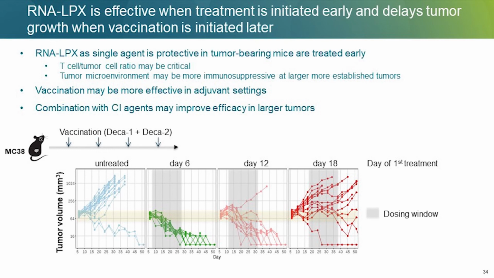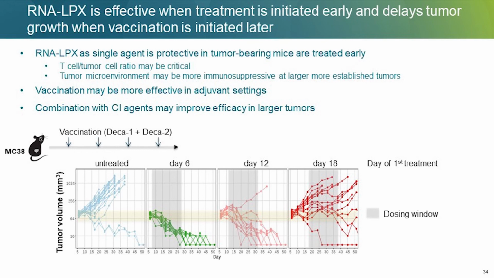And that could be for 2 reasons. It could be that the T-cell tumor cell ratio is critical. There are too many tumor cells at day 18 for the T-cells to effectively control tumor growth. But it also could be that the tumor microenvironment is more immunosuppressive in these larger and more established tumors, and that requires combination with checkpoint inhibitors.